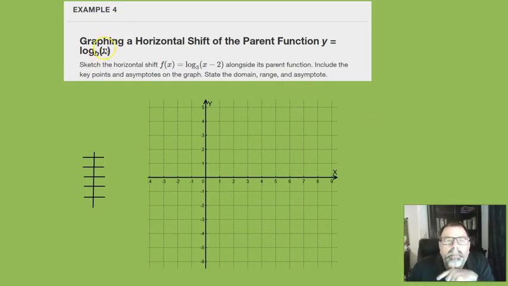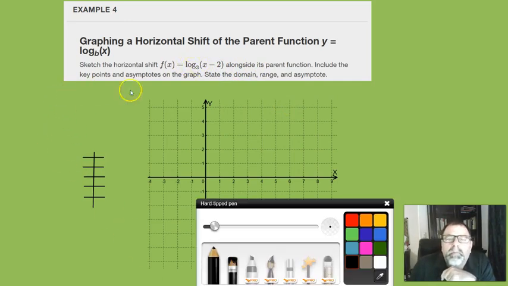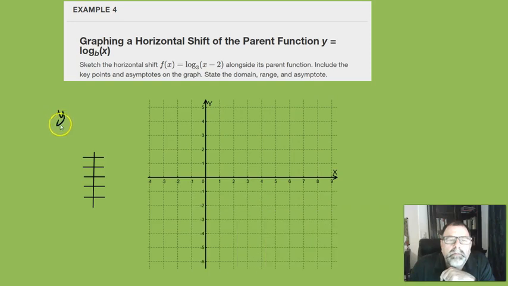All right, let's look at example 4, graphing a horizontal shift of a parent function y equals log base b of x. Sketch the horizontal shift f of x equals log base 3 of x minus 2 alongside its parent function. All right, so if we have y equals log base 3 of x, I think of 3 to the y equals x, and I'm going to put my 0, 1, -1.